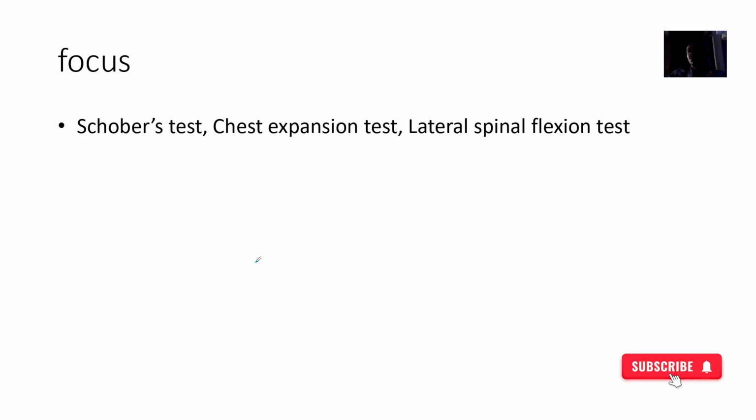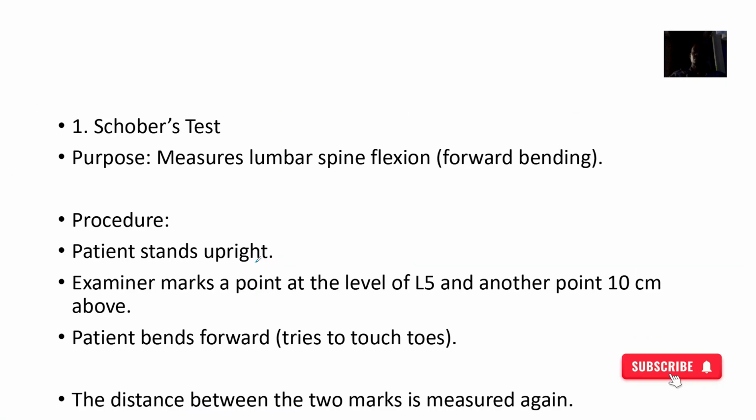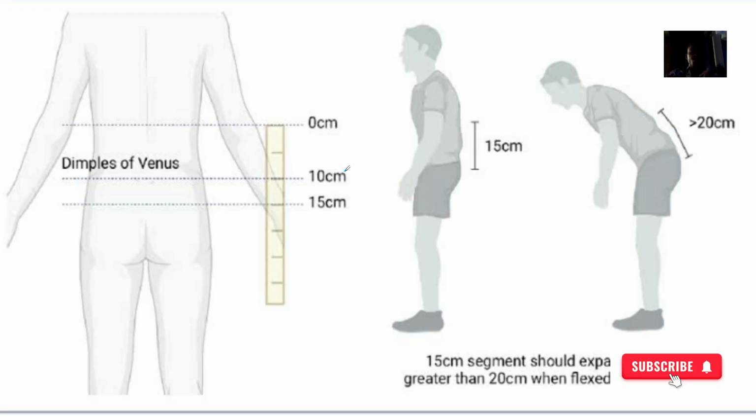Lateral spinal flexion, like we are moving to the side as a patient. Okay, so don't worry, all of them you get to look at the pictures and get to appreciate. So this is what is now the Schober's test. So it basically measures what? Lumbar spine flexion. Okay, it measures lumbar spine. How far can your lumbar spine go?